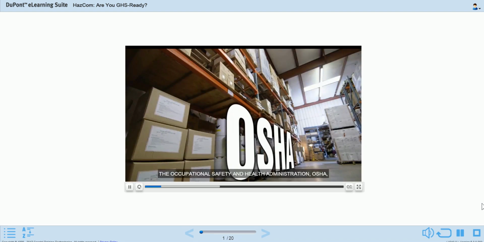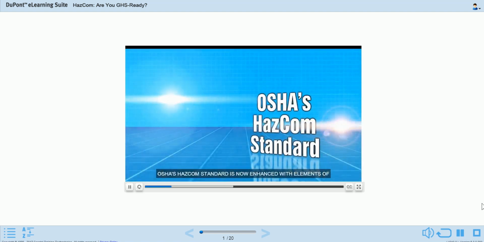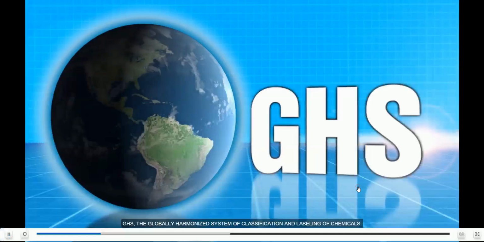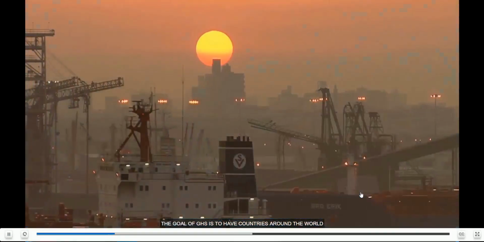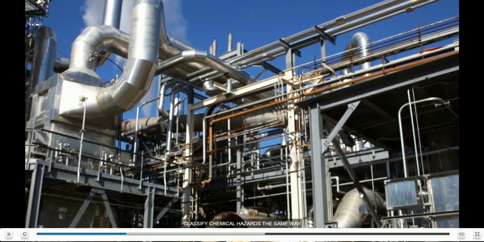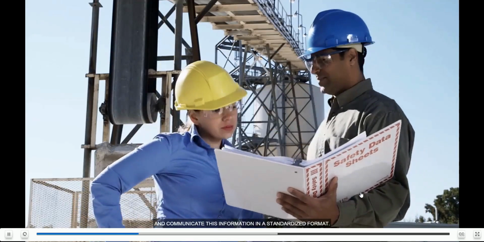The Occupational Safety and Health Administration, OSHA, developed the Hazard Communication Standard to make sure incidents don't happen in your workplace. OSHA's HAZCOM standard is now enhanced with elements of GHS, the Globally Harmonized System of Classification and Labeling of Chemicals. The goal of GHS is to have countries around the world classify chemical hazards the same way and communicate this information in a standardized format.